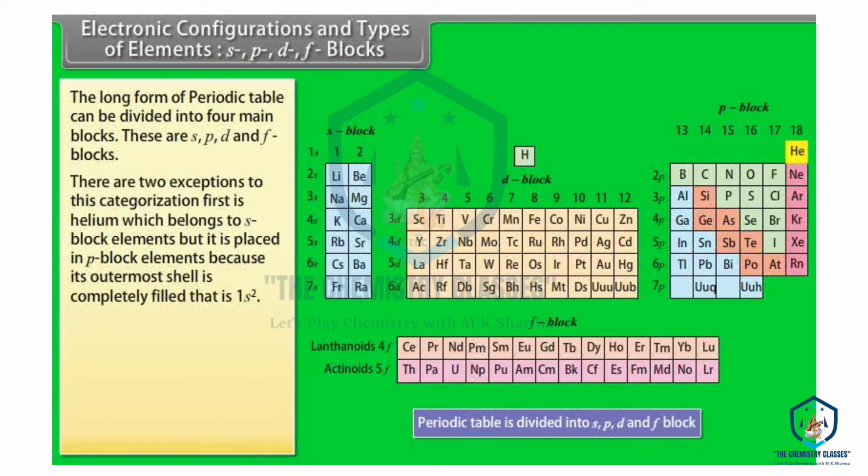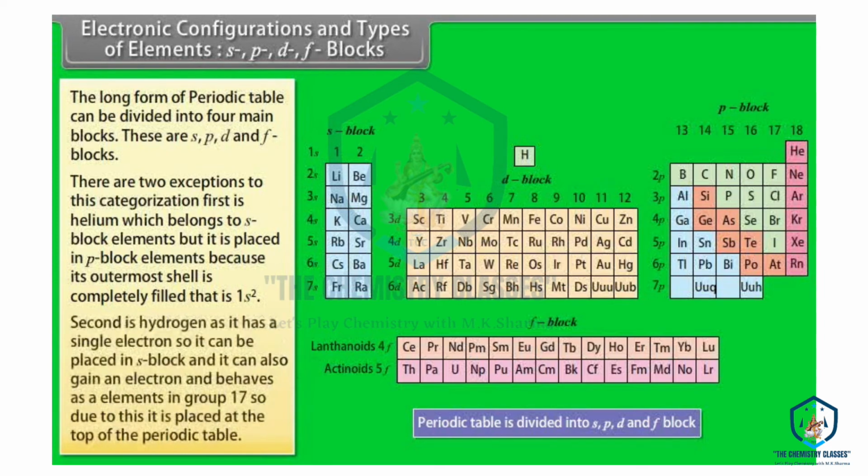First is helium, which belongs to s block elements, but it is placed in p block elements because its outermost shell is completely filled, that is 1s2. Second is hydrogen, as it has a single electron, so it can be placed in s block, and it can also gain an electron and behave as the elements in group 17. So, due to this, it is placed at the top of the periodic table.